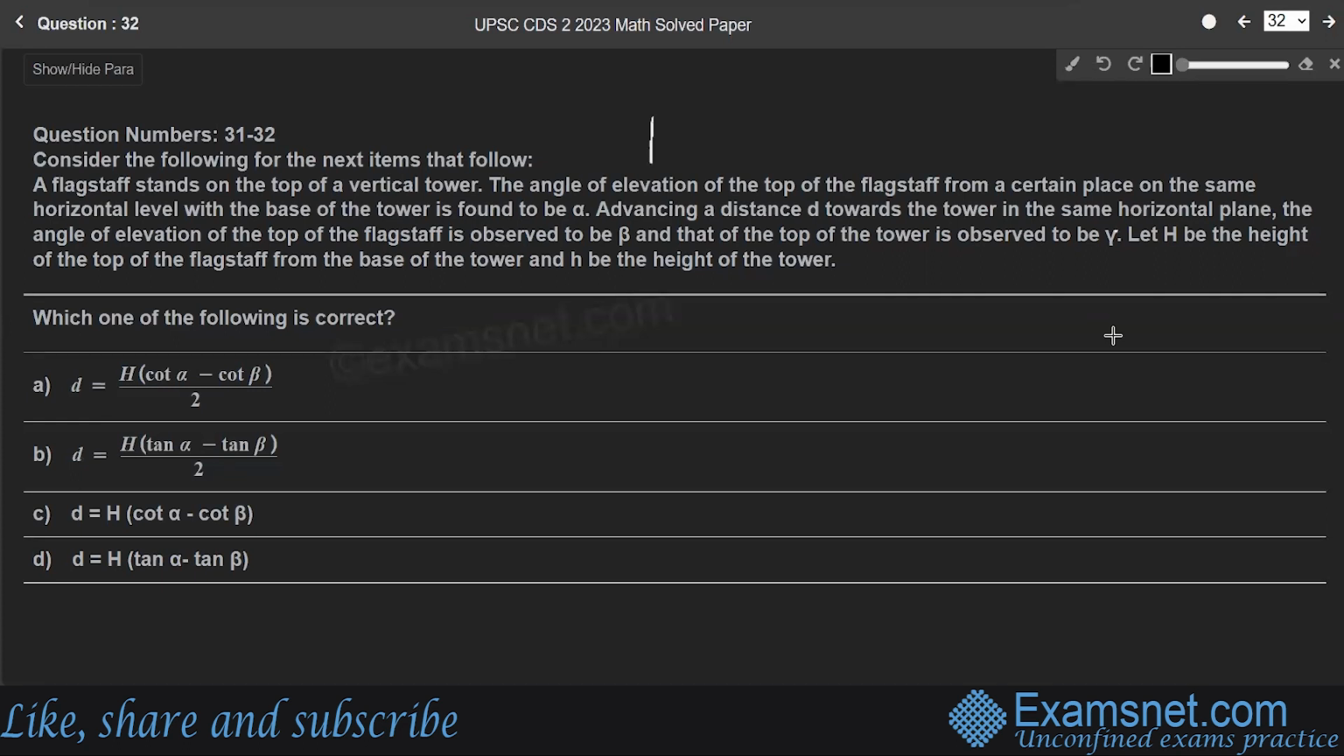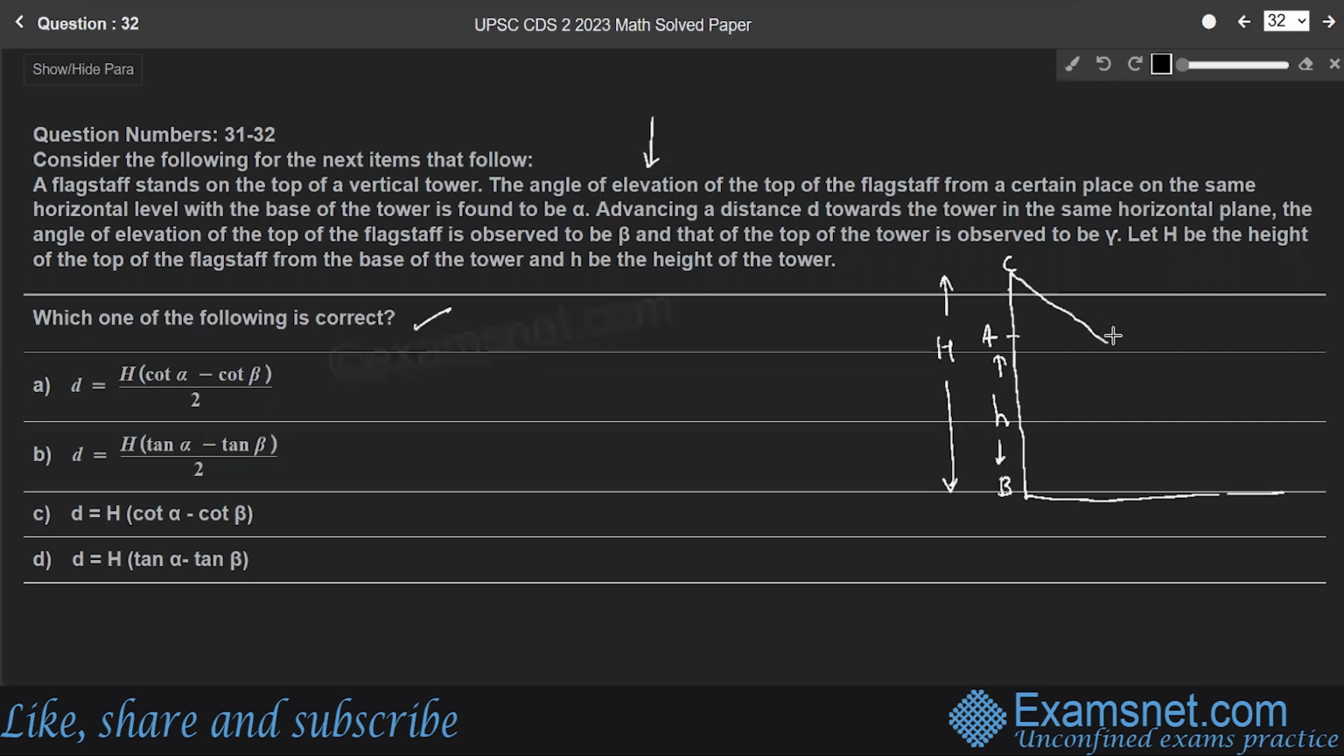Based on the same information, question 32. Which one of the following is correct? Let us consider a tower and a flagstaff. Here AB is the tower, AC is the flagstaff. Distance BC, as we discussed in the previous question, is capital H, and AB distance is small h.